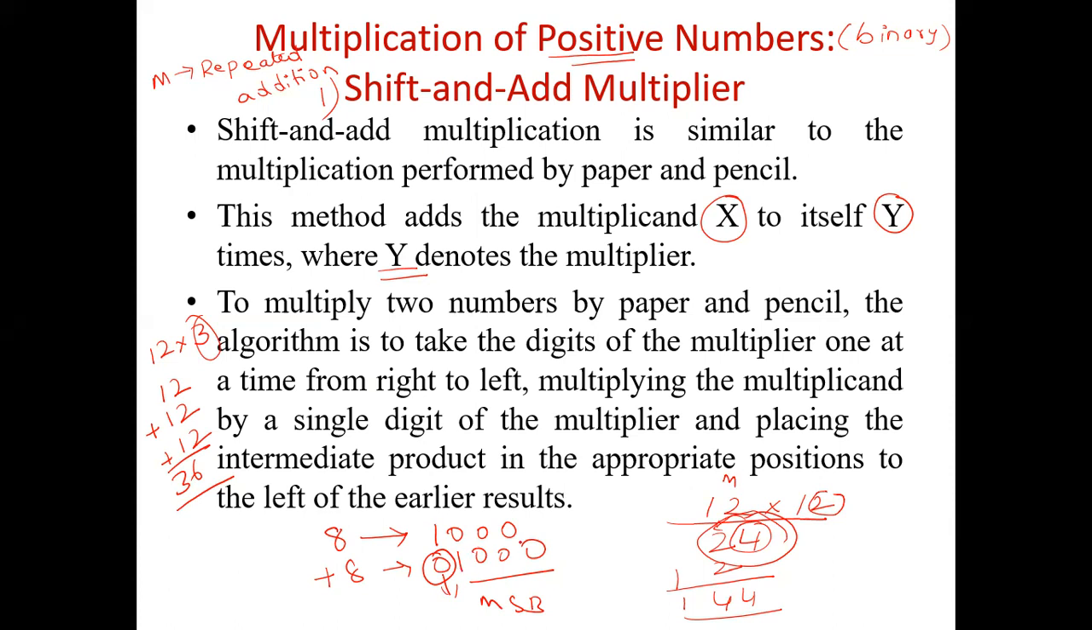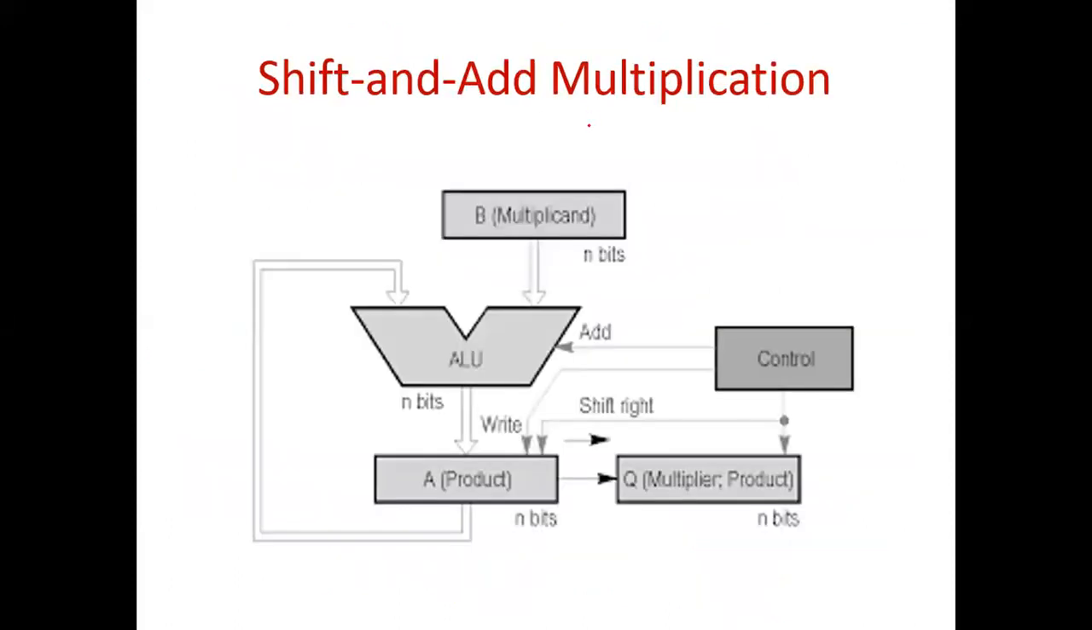Signed number means the maximum number of bits is 5. Actually 4 bits will have the result, and the remaining 1 bit, the MSB, indicates the sign. But here we don't want to indicate a sign because it is a multiplication of positive numbers. So how will you perform a positive number multiplication? We have a method called shift and add multiplier. So what is shift and add multiplier?